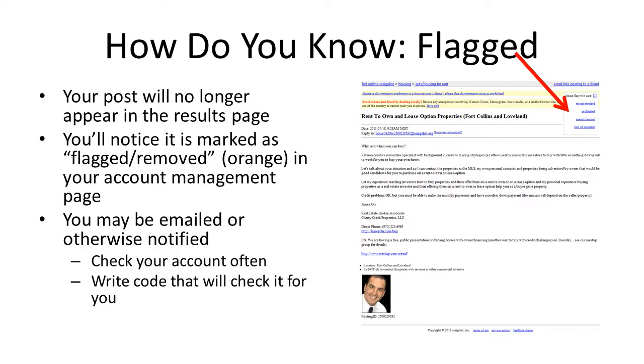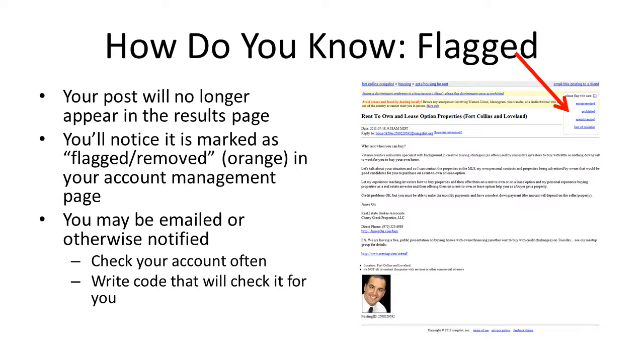So how do you know that you've been flagged? Well, your post will no longer appear in the results page. If you go to the results page and you know that your ad was up because you checked it earlier, but it's no longer there, that's one way to know that you were flagged. If you log into your account, you'll also notice that it is marked as flagged and removed. It'll have a background color of orange in your account.